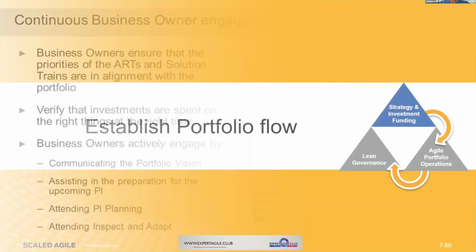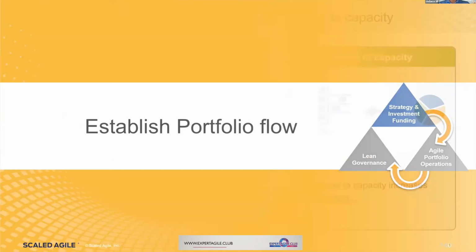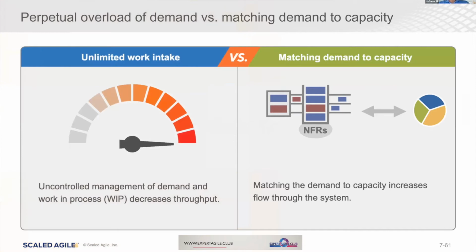So establish portfolio flow. Typically, if there's a waterfall portfolio, there's massive amounts of WIP, unlimited work intake. A waterfall organization at the portfolio level might have 100 different projects they're working on, and the only ones that get worked on are the ones the manager yells the loudest about. And so you're constantly working on different things, or you're constantly multitasking, and things don't get done as quickly.